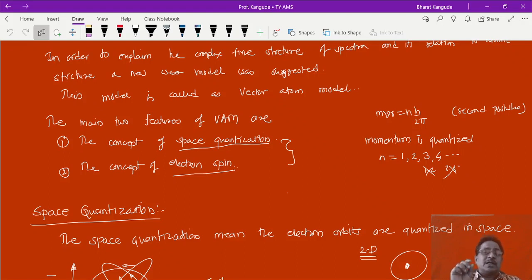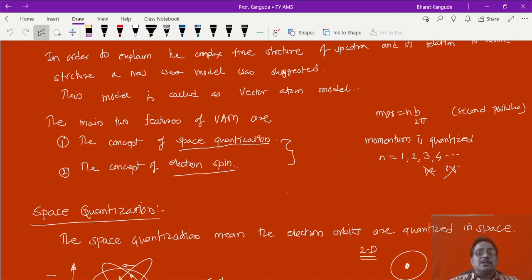Remember, space quantization is one of the very important concepts which will be required almost in all further topics or chapters. There are several derivations where this concept of space quantization comes in. So we have to very sincerely and very nicely understand what this space quantization is. And the second important concept, as I said, is electron spin.